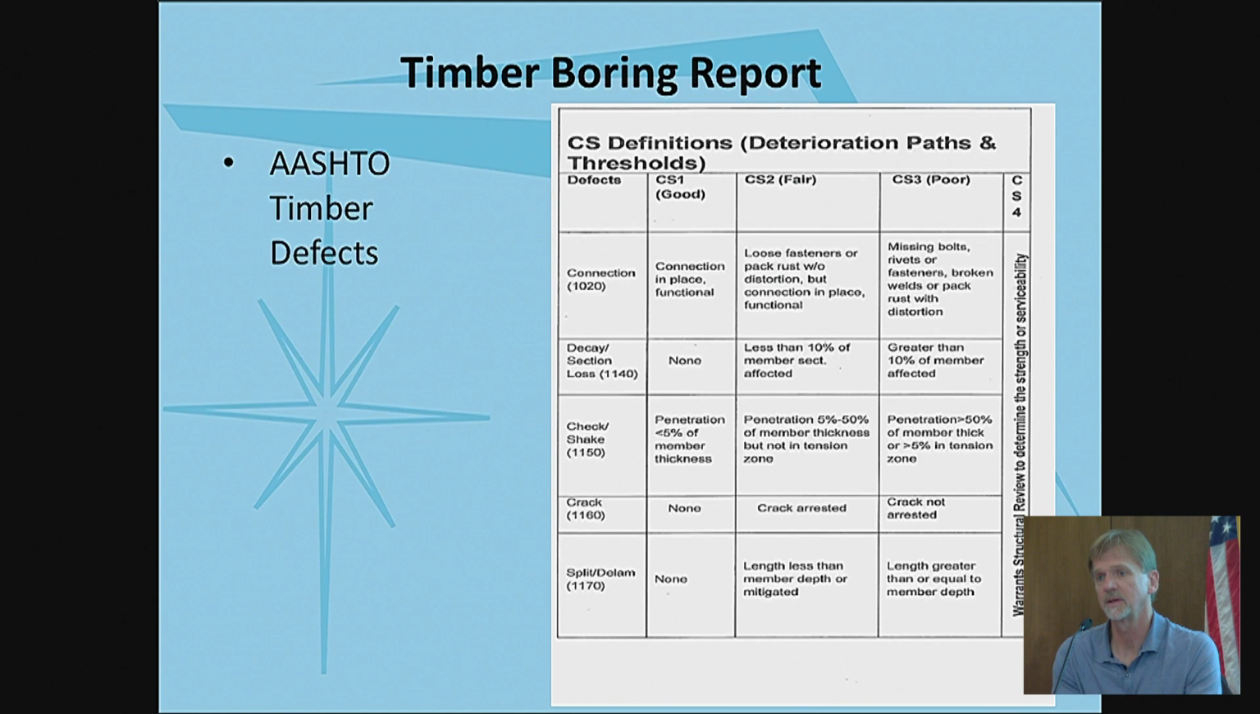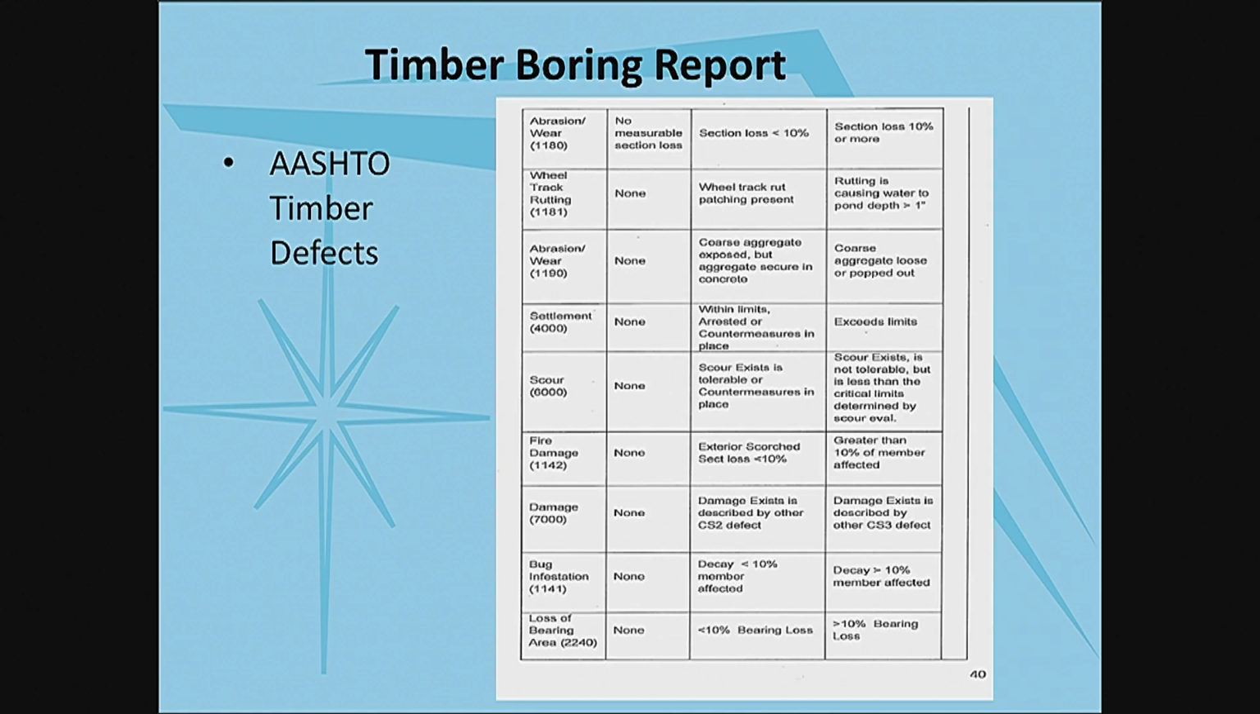And here are the associated defects. Again, decay, cracking, splitting, checking. Those are the main things you're going to find in timber members. We also have added some agency elements, such as fire damage, bug infestation, and loss of bearing. All of these can be shown on your timber boring report.